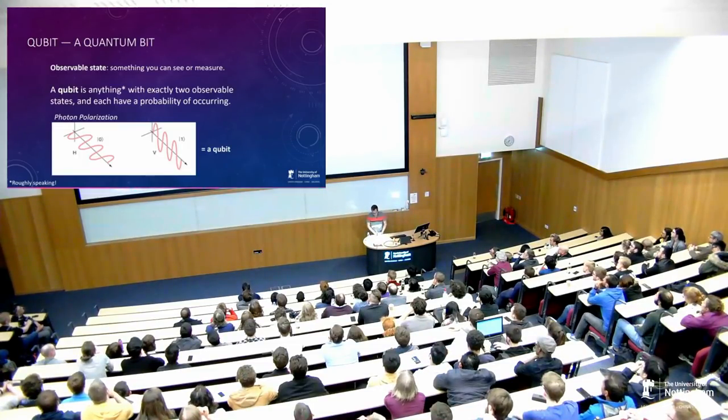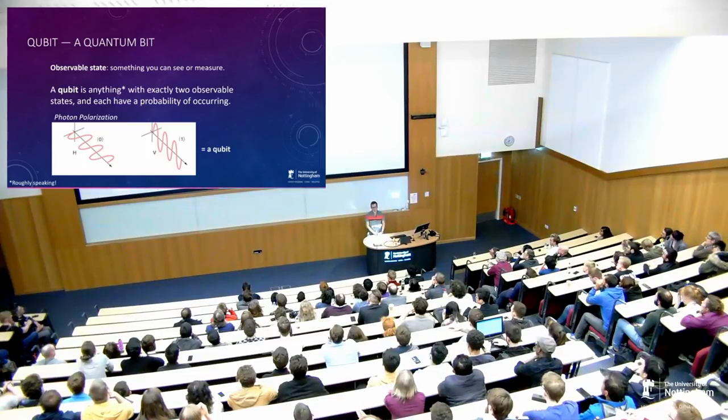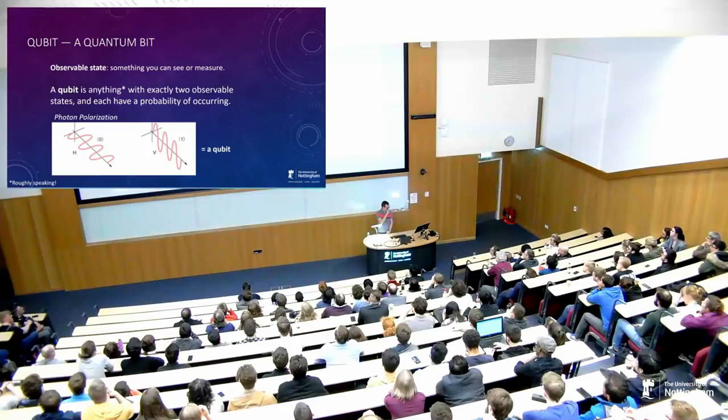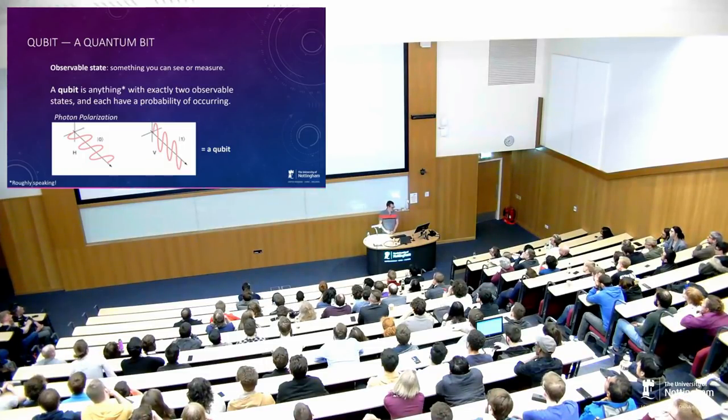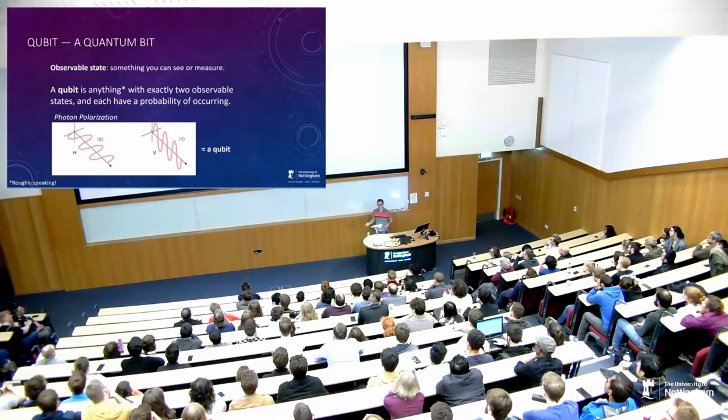So now I have to abstract away from some of the things I talked about and define a qubit. A qubit is, as it sounds, like a quantum bit. But really, the way to think about it is that when you have something that can be in two states, or possibly in one state or the other with a certain probability, then you can think of it as a qubit.